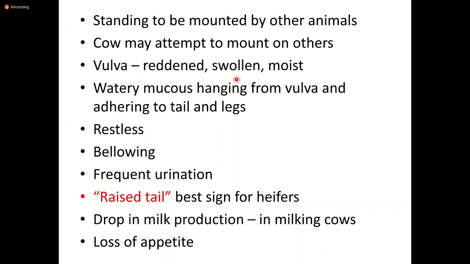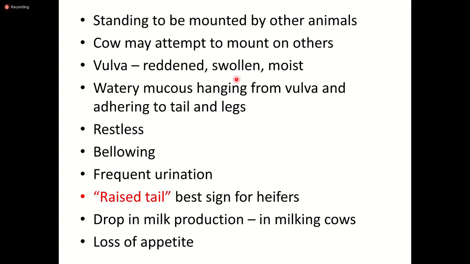So what they usually do is they let other animals mount on their bodies, right? Sometimes the animal is trying to mount on other animals.